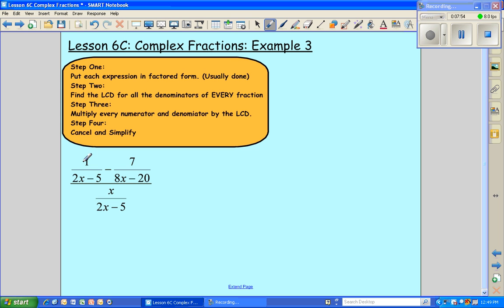Okay, first you want to make sure everything is in factored form. And so you can't factor 2x minus 5, but you can factor 8x minus 20. There is a GCF there of 4. If you factor that out, you get the 2x minus 5. And that's why you want to go ahead and factor, because it helps you pick up on some common factors that might be hiding.